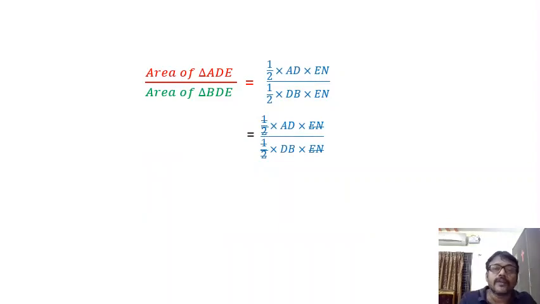We found the area of triangle ADE and the area of triangle BDE, and we are going to find the ratio of those areas. So area of triangle ADE by area of triangle BDE is equal to half AD into EN by half DB into EN. We see that here the half gets cancelled, EN and EN get cancelled, and we are going to have AD by DB. Thus, as a first result, we obtained area of triangle ADE by area of triangle BDE is equal to AD by DB.